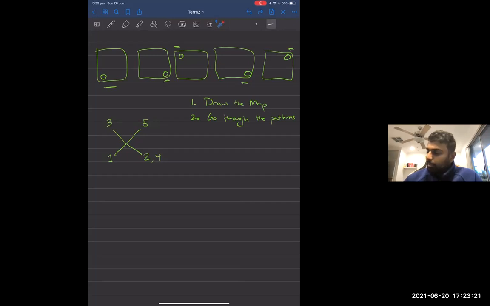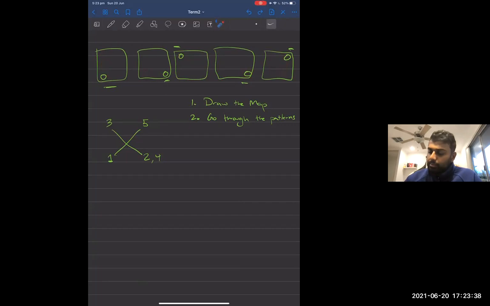So it goes left 1 to 1, then it goes up 1 to 3, then it goes right 1 to 5, then it goes down 1 to 4. Do you see how that pattern makes sense?